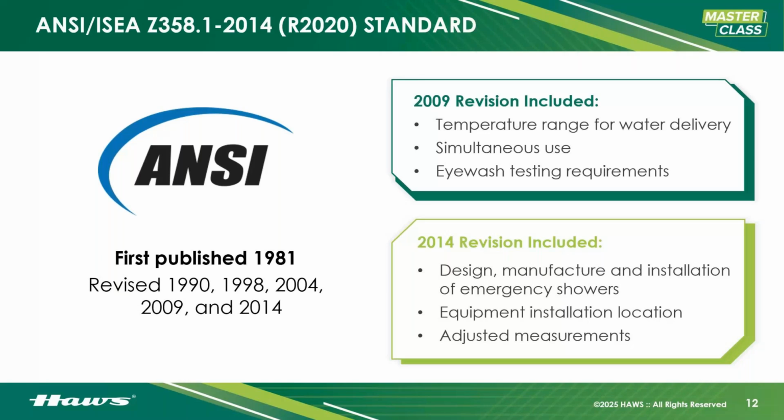The 2009 revision of the standard included a temperature range for water delivery, which is huge. Before that change, it was left up to you at the facility, and you were like, 48-degree water and freezing, this is fine, trying to shrug it off. But we got a fully defined temperature range, which was really important. Then simultaneous use requirements, eye wash testing requirements, and in 2014, mostly geared toward manufacturers of equipment, some adjusted measurements and equipment installation location, which was very important.